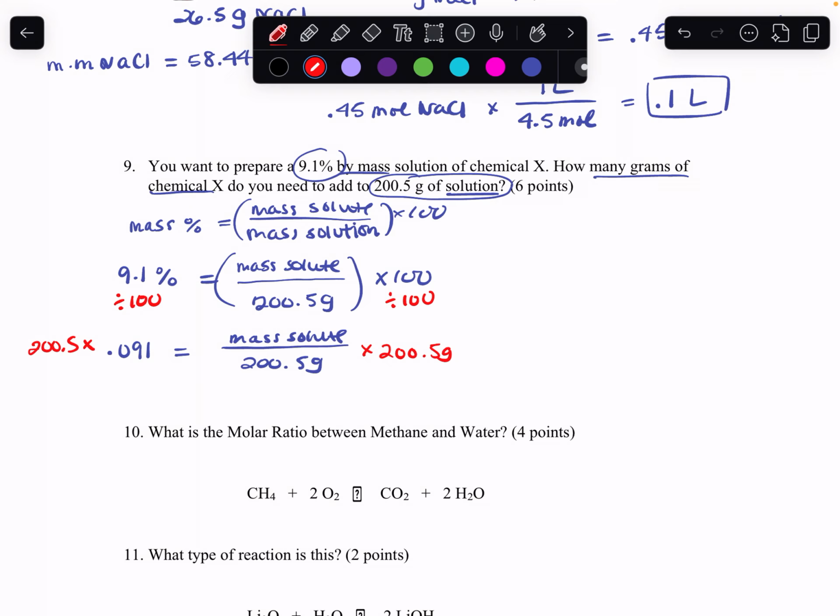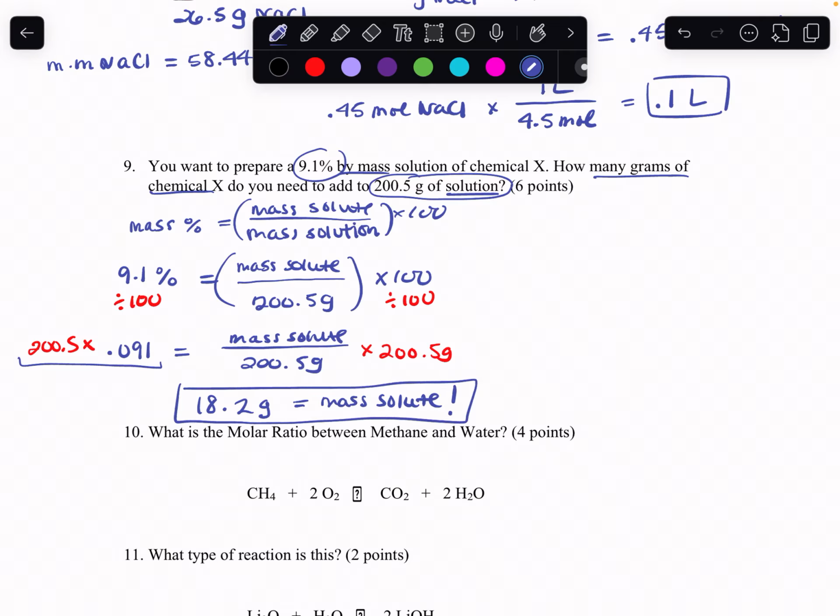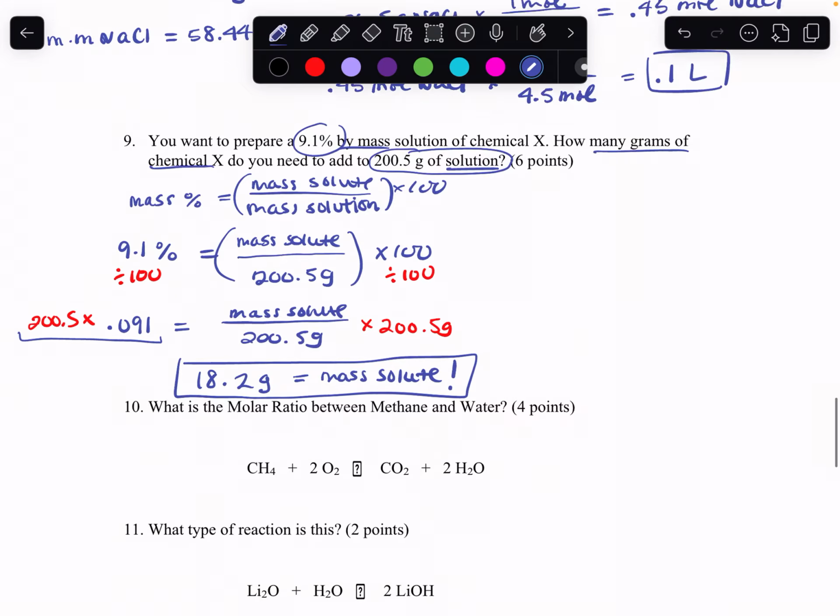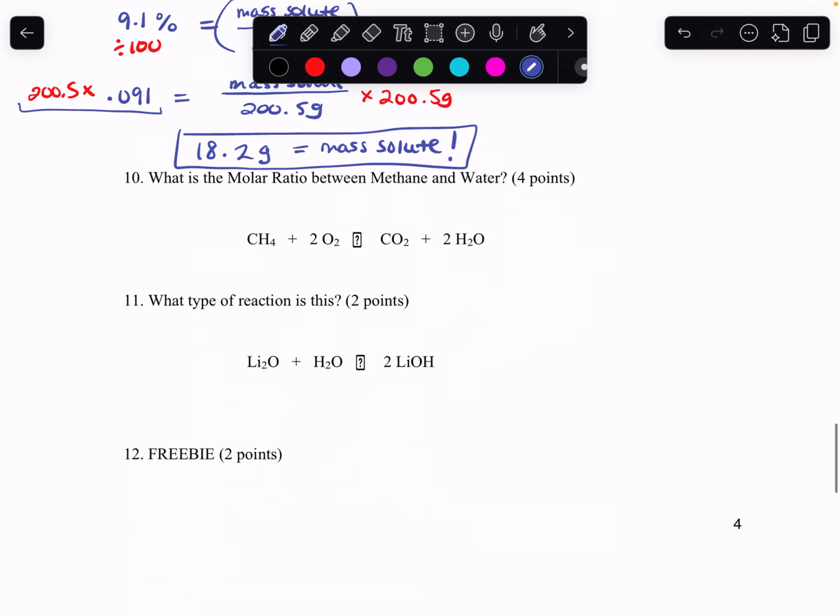Lovely. So, all in all, should I move it up there? No, I'll keep it here. When I multiply this out, I get 18.2 grams equals mass of solute. Lovely. Yeah, that's how you do it. Algebraic isolation. Love it. All right, so that completes, I'd say, the toughest part of the exam. Lots and lots of math. We do have a couple questions down here just because I had to fill some extra points.